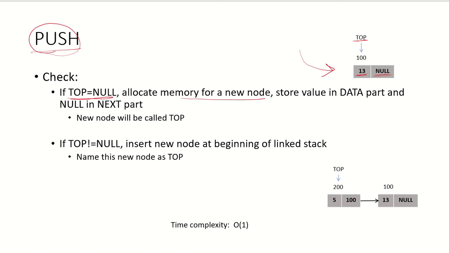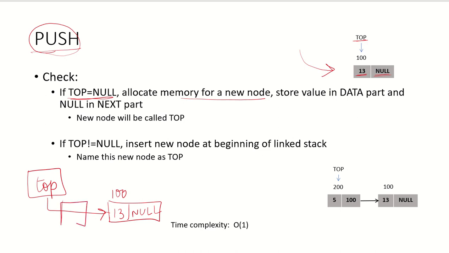So now if top was here and pointing to a node which was at 100 and currently 13 was here, any new element that will be inserted will be from the top. That means a new element that will be coming in over here is like inserting a new node in the linked list at the beginning. So if top is not null, that means already there were elements in the linked list. We have to insert a new node at the beginning of the linked stack.